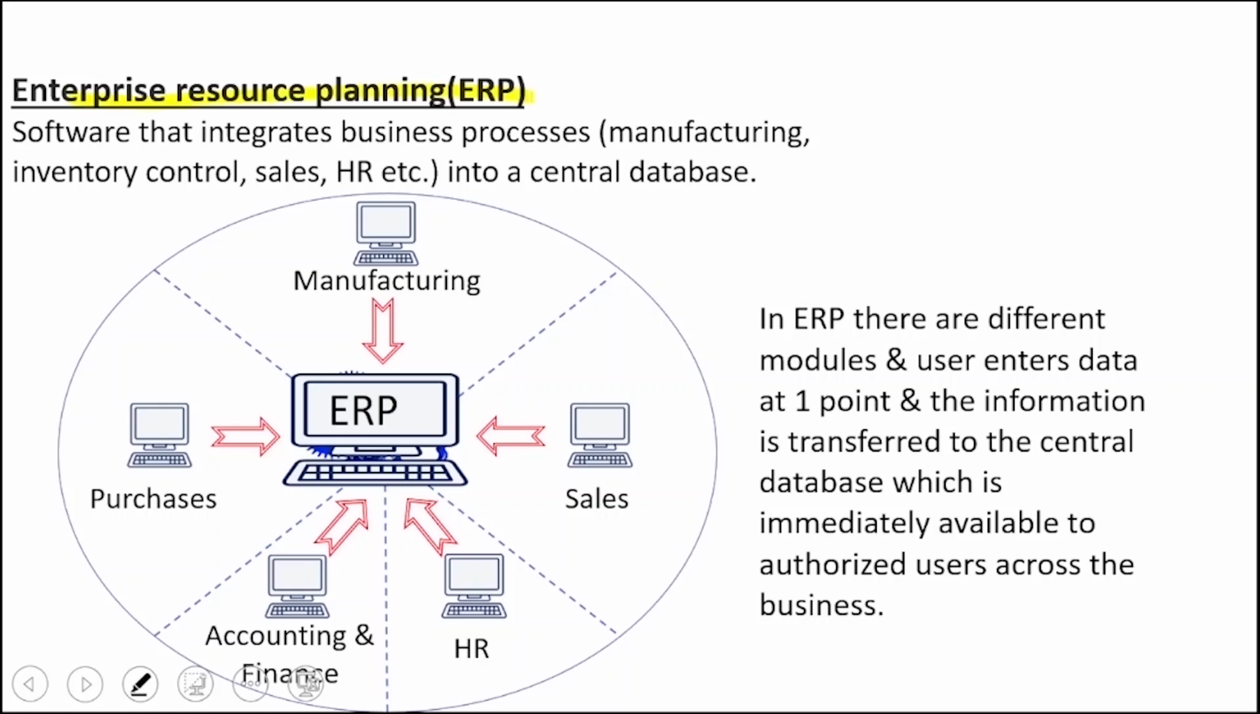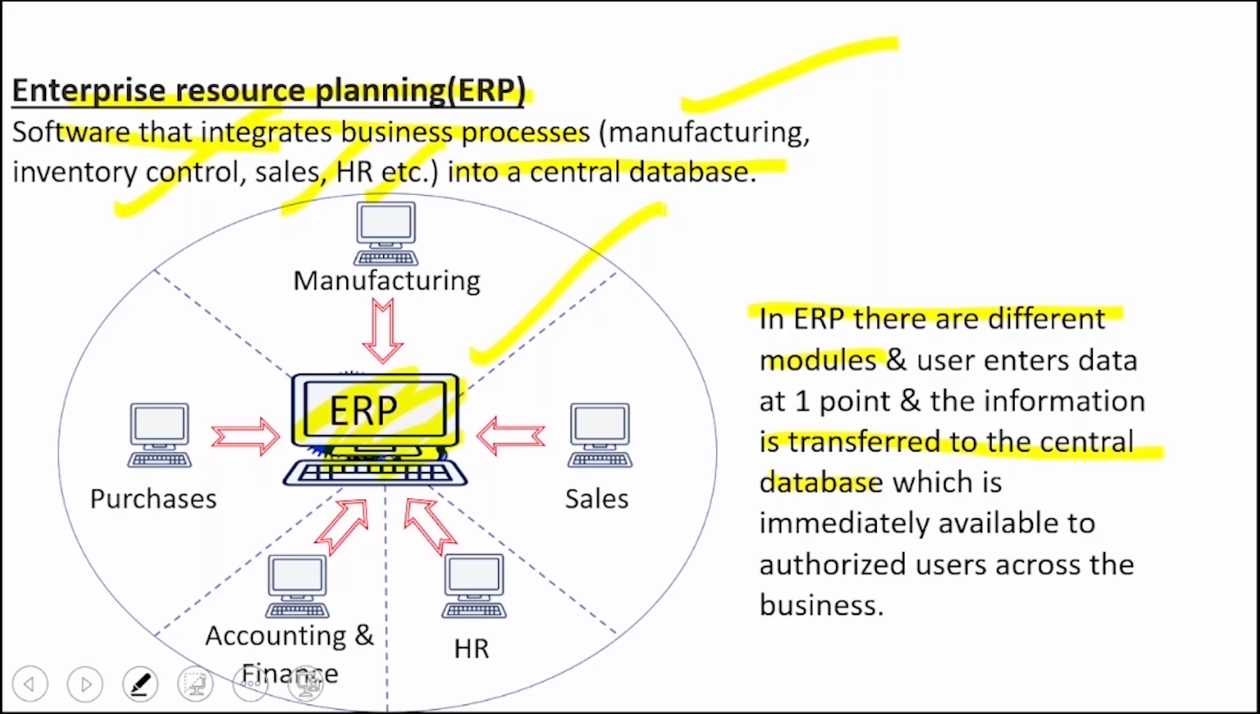Now, what was ERP? It's a software that integrates the business processes, all the business processes, whether it is manufacturing, inventory control, sales, HR, etc., into a central database. In ERP, there are different modules from where the users enter the data, and it is getting transferred to the central database. So the entire processes of the organization is getting integrated into a central database. That's the meaning of ERP.